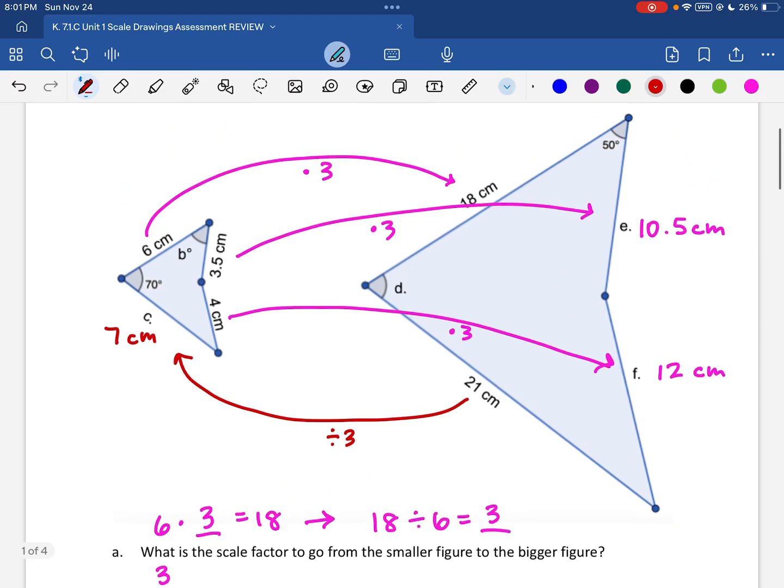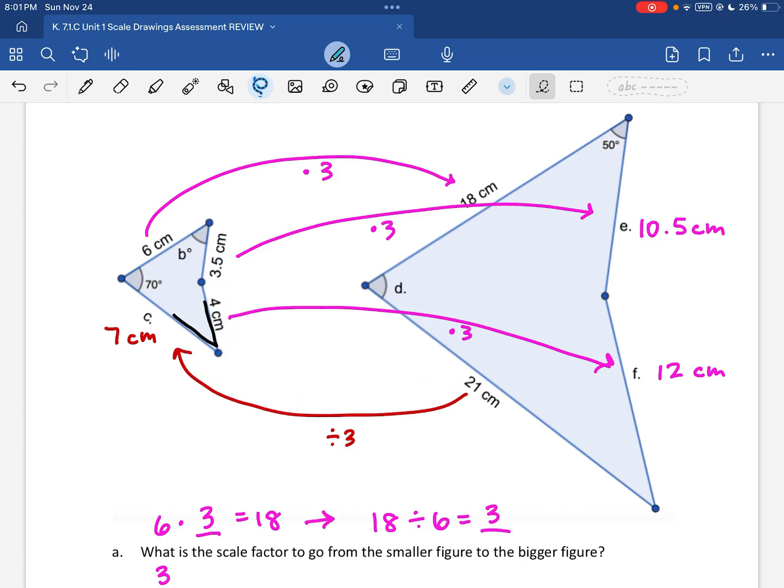One of the things that we need to remember about scaled copies is that the angles in a scaled copy do not change. For example, this angle here, even though the side lengths all are multiplied by 3, the angle itself does not change. I'll trace an angle so that you can see that. When I pick up this angle and move it over, you can see it aligns perfectly. The angle itself does not change.